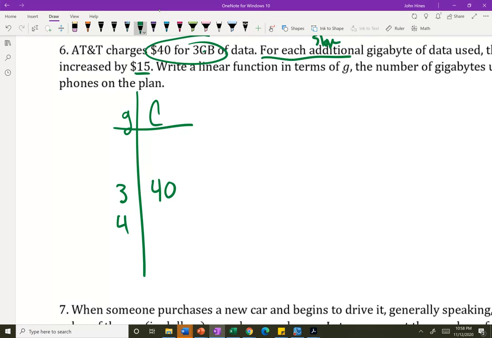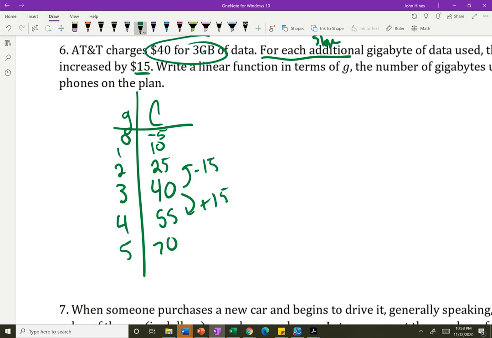Well, the pattern appears to be add 15. So plus 15, plus 15. Well, I need my y-intercept, so I've got to work backwards. So how do I work backwards? Instead of adding $15, I'm going to subtract $15. I'm going to subtract another $15 and then another $15.